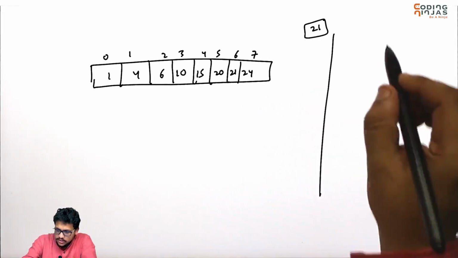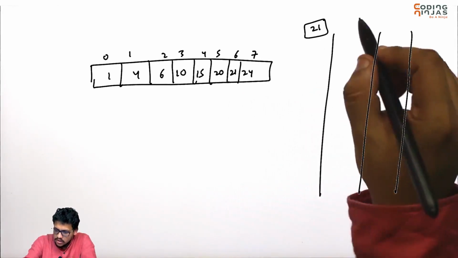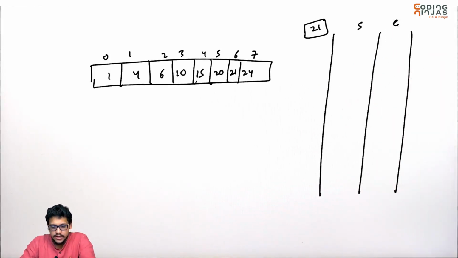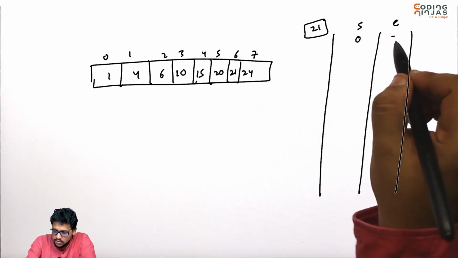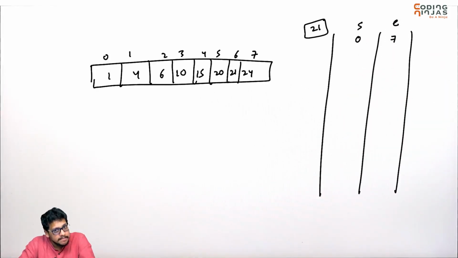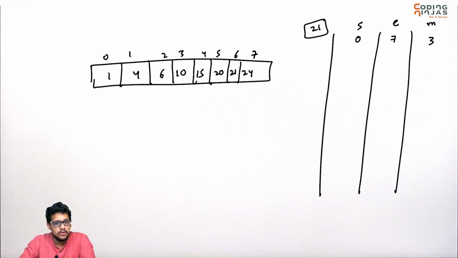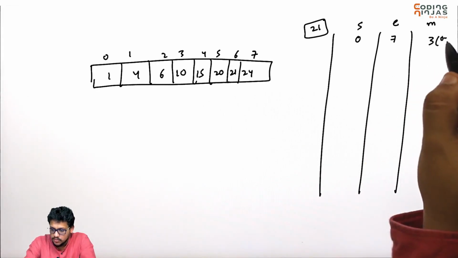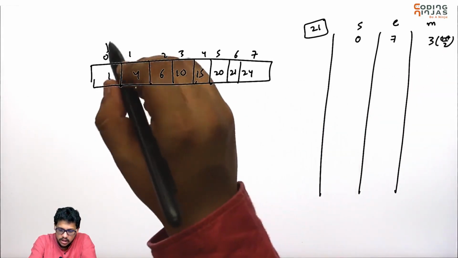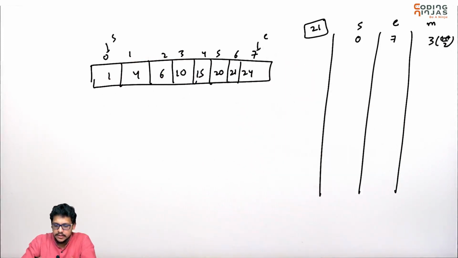So what you will do is, this will be your start and this will be your end. Initially start will be 0, and 7 will be your end. You will calculate the mid. Mid will be 0 plus 7 divided by 2, that is equal to 3. Start is here, end is here. The element we want to search is 21.